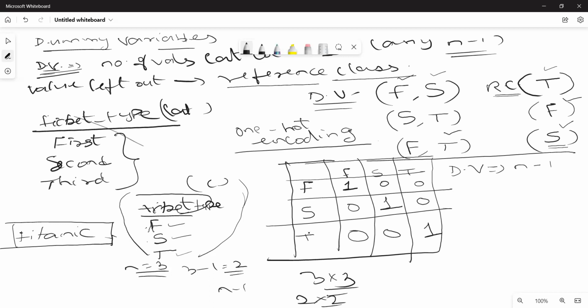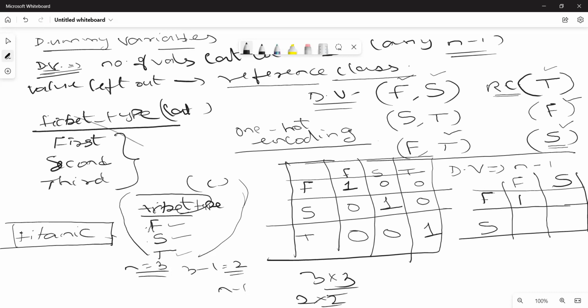So if I remove the third, that is, if I consider my dummy values to be first class and second class, so this is first class and this is second class. Someone who's in the first class will be 1, second will be 0. Someone who's in the second class, this is going to be 1, this is going to be 0.